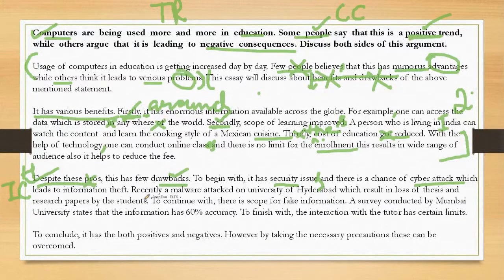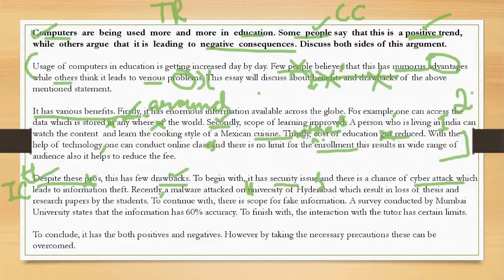Okay, perfectly fine. Recently, comma, a malware attacked on University of Hyderabad. So University, U has to be capital. Okay, this has to be capital. And a malware cannot attack a university. It cannot attack a building. It would attack your computer network. Okay, malware is going to attack a computer.